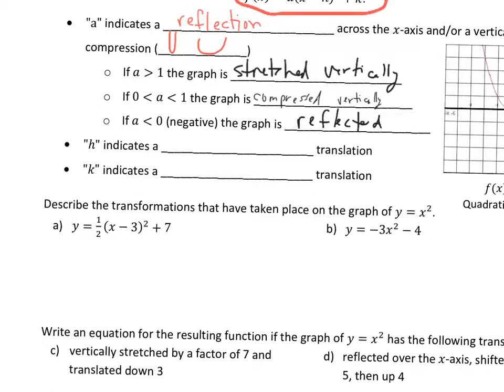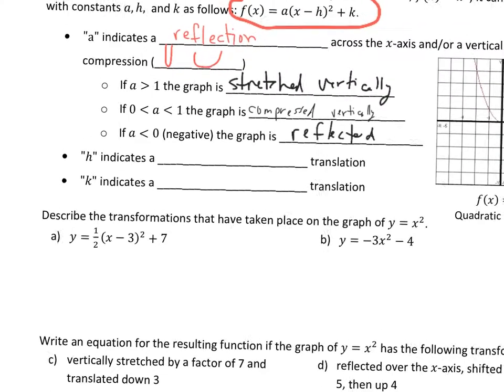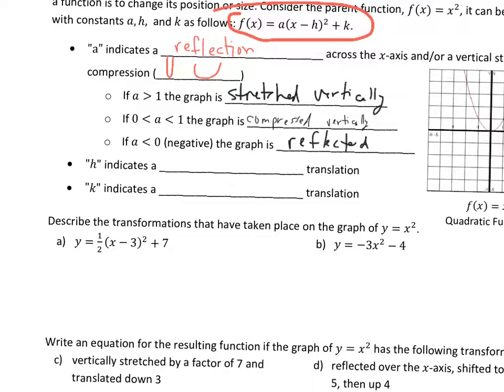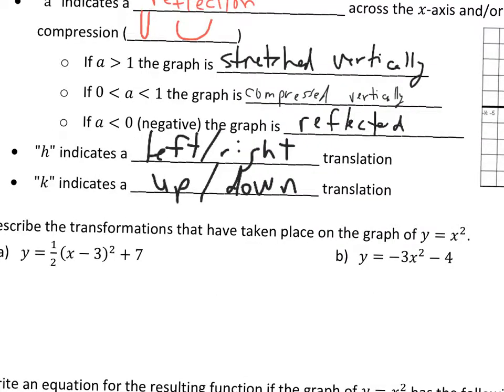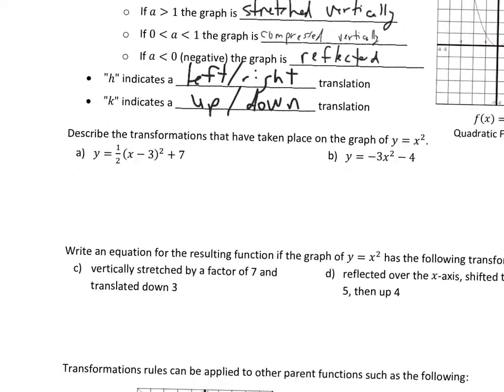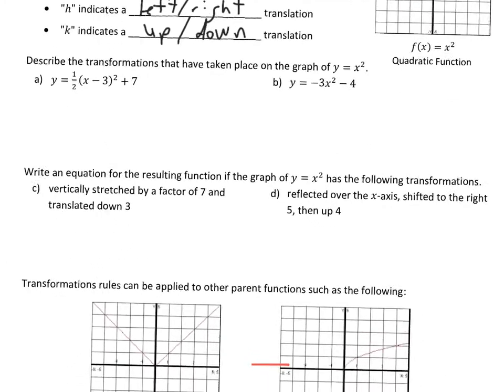Next one. h indicates a blank translation, and k indicates a blank translation. Again, I'm hoping you can do these two on your own from memory. If not, just stay tuned on the video. But if you can, try to pause it and do them. So h indicates if we're translating or shifting left or right, and k lets us know if we're shifting up or down. So let's do some of these examples.